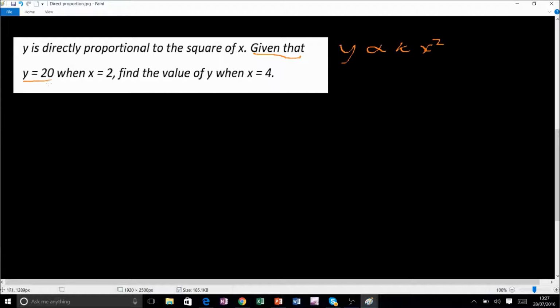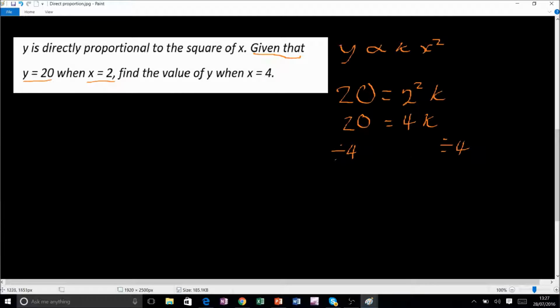Now they're going to give us some information that's going to help us find out what our proportionality constant k is. So we've got y equals 20 when x is equal to 2, so we're basically going to have 2 squared times k. What is 2 squared? 2 squared is 4, so that is 4k, and we need to divide both sides by 4 in order to get what k is.